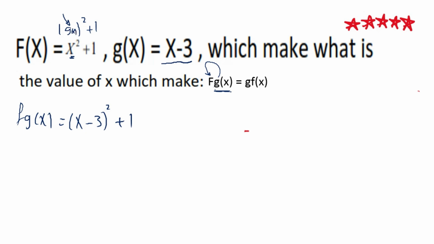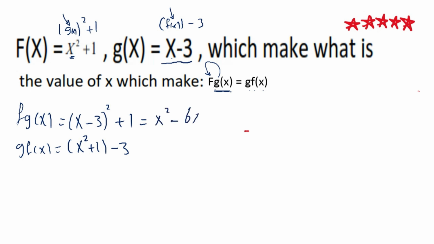And g f of x is equal to x minus 3. Put it as a bracket minus 3. Inside this bracket, put f of x. So g f of x is equal to x squared plus 1 minus 3. This one in simplest form is x squared minus 6x plus 9 plus 1.